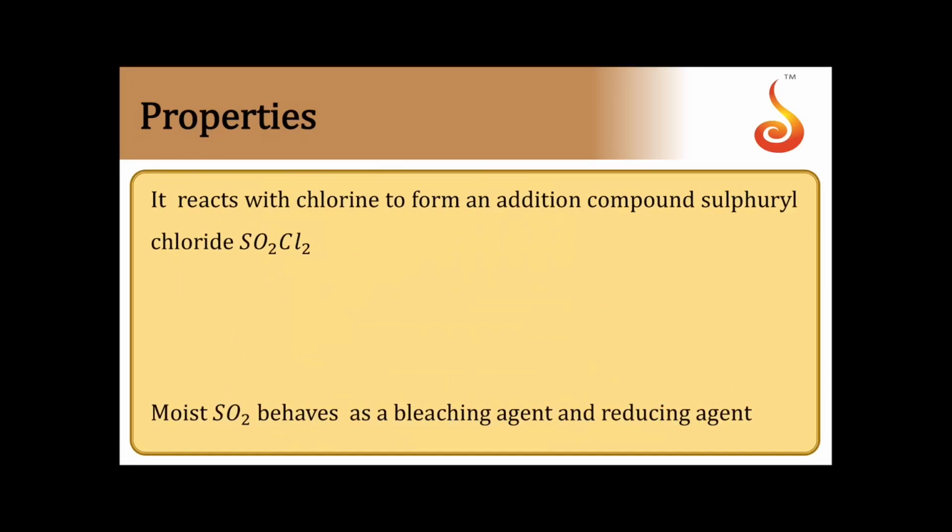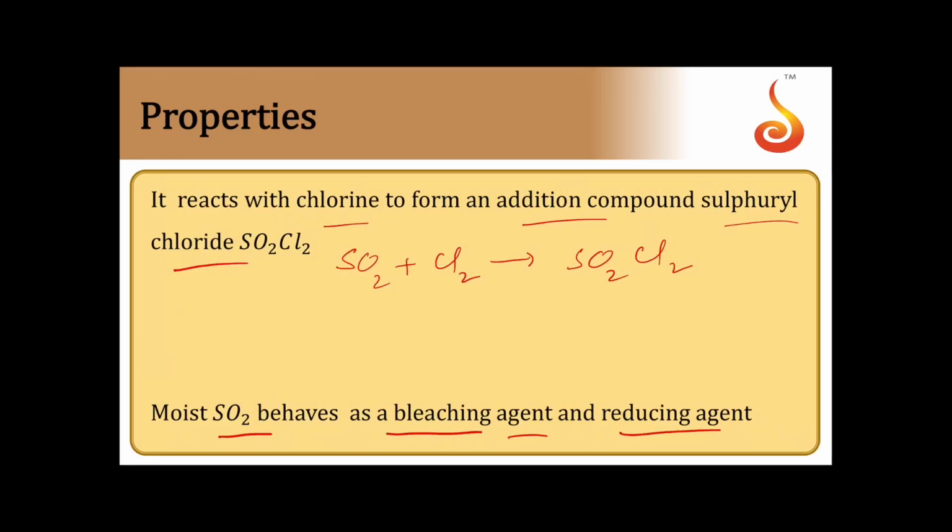Next, it reacts with chlorine to form an addition compound known as sulfuryl chloride, SO2Cl2. It is a simple addition reaction: SO2 plus Cl2 gives rise to SO2Cl2. Moist sulfur dioxide behaves as a bleaching agent as well as a reducing agent. The bleaching property is because of reduction. It is acting as a reducing agent also.